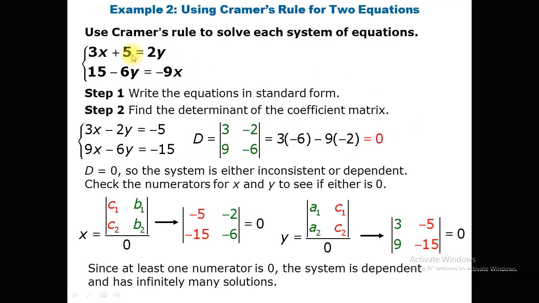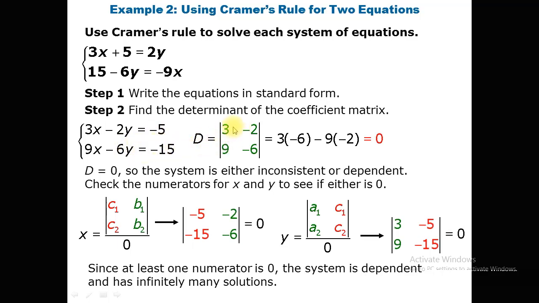Now another example. Suppose we have a system of two equations, 3x plus 5 is equal to 2y, and 15 minus 6y is equal to minus 9x. First of all, dear students, rearrange the equations. We obtain the system 3x minus 2y is equal to minus 5 and 9x minus 6y is equal to minus 15. So first of all, construct the coefficient matrix and then find its determinant.